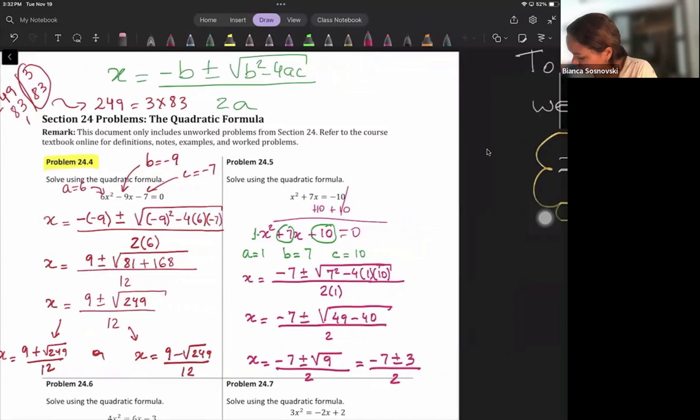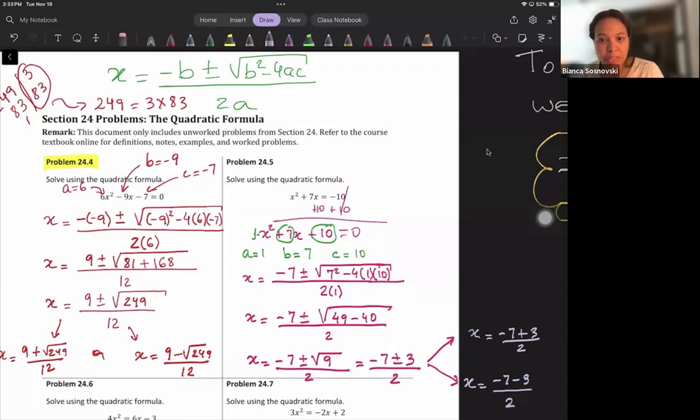So let me do that. The first x comes from plus, so negative 7 plus 3, and we divide it by 2. The second x comes from the negative sign in the formula, so negative 7 minus 3, divided by 2. Now we can calculate those because this time we can actually add and subtract just regular numbers.